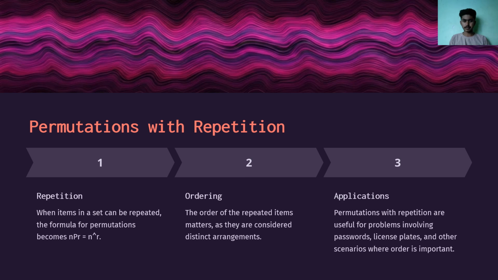Permutations with repetition, ordering, and applications. Firstly, in repetition, when items in a set can be repeated, the formula for permutation becomes nPr equals n to the power of r. In ordering, the order of repeated items matters as they are considered distinct arrangements. Applications. Permutations with repetition are useful for problems involving passwords, license plates, and other scenarios where order is important.